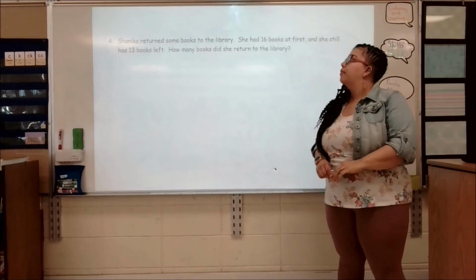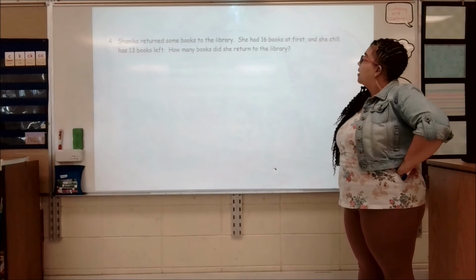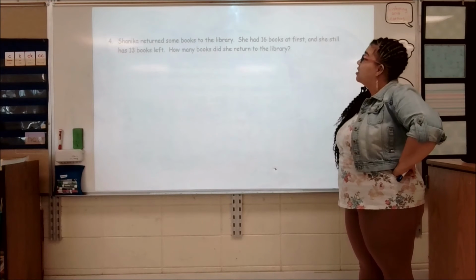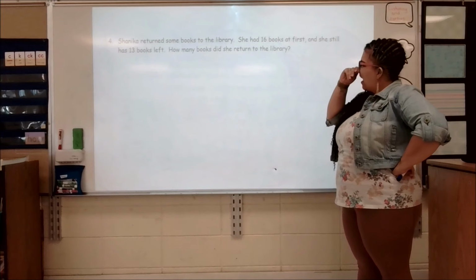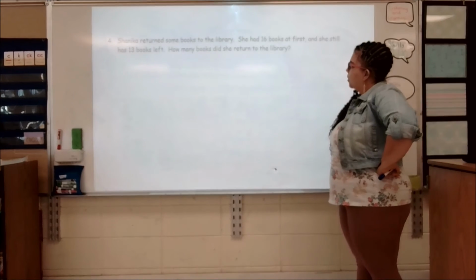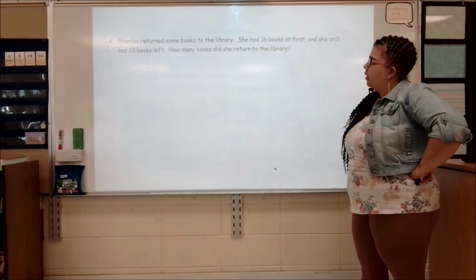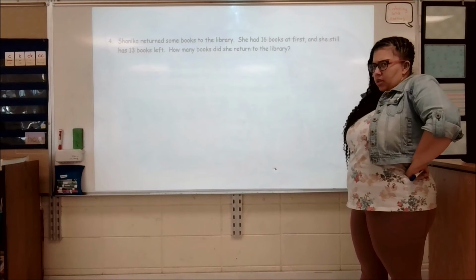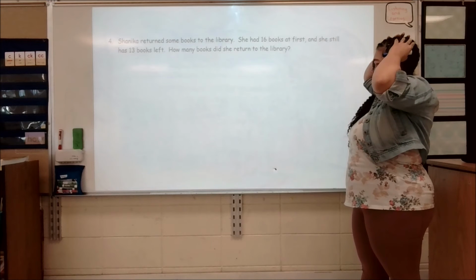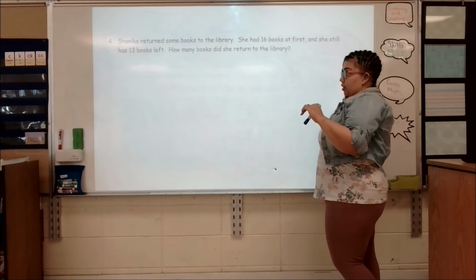This one says number 4. All right, Shanika returned some books to the library. She had 16 books at first, and she still has 13 books left. How many books did she return to the library? So we're starting with an unknown. We've been given what she had at first, which was the 16, and that she still has 13 books. How many books did she return to the library?